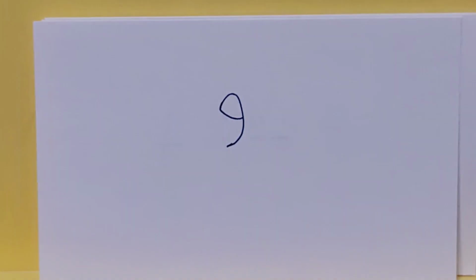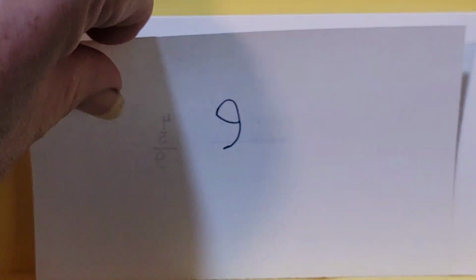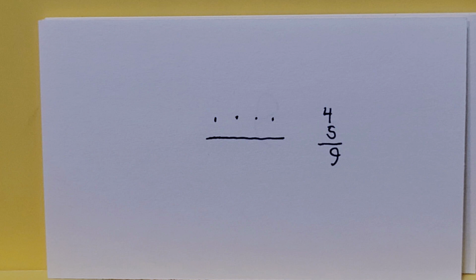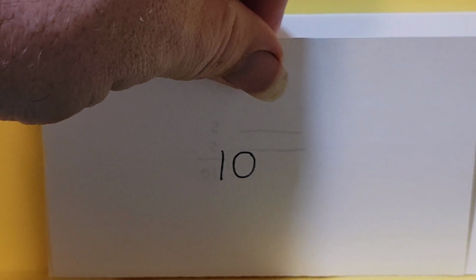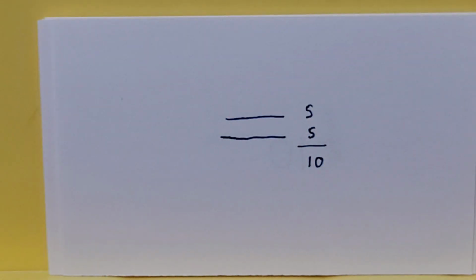Here's a 9. Thinking about what we know, what do you think that would be? Good job, students. You have a bar and 4 dots equaling 9. Now we're moving on to 10. And you can't have more than 4 dots. So 4 dots and then 1 more would make it a bar. So 2 bars equal 10.